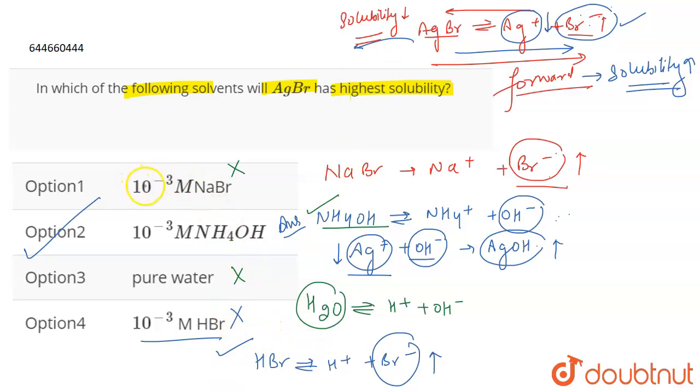So the cases in option 1 and option 4 are almost similar, because of the bromide ion. And the cases in option 2 and option 3 are also almost similar, but the extent of dissociation in ammonium hydroxide is more. Therefore, the solubility will be more in option 2, and that's the correct answer for the question.